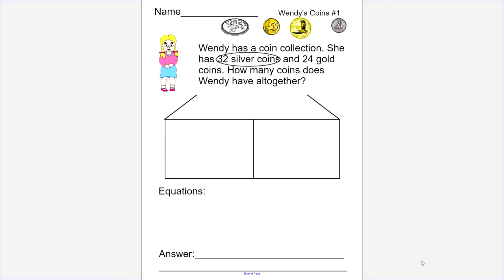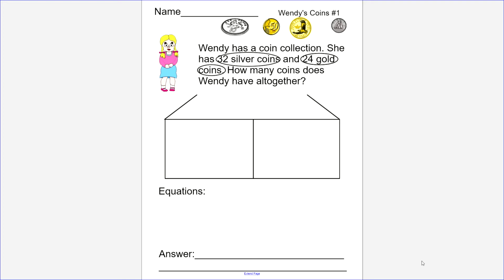Let's read the problem again, and I want you to see if you can find the second piece of information that they give us. Wendy has a coin collection. She has 32 silver coins and 24 gold coins. How many coins does Wendy have altogether? Can you find the other piece of information that they give us? I'm sure you found it. You're right, 24 gold coins is the other piece of information.